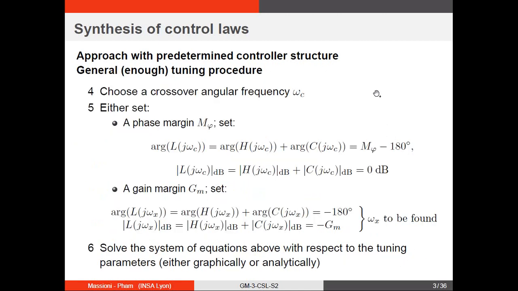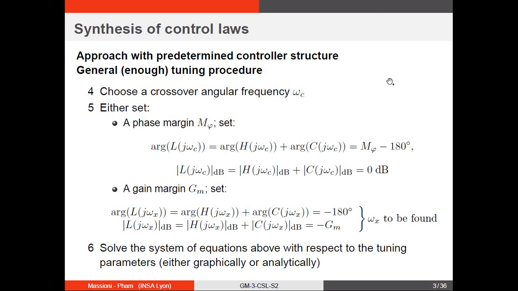Then, typically, the following step is to choose the crossover angular frequency, which we call omega C. This is a key aspect. The crossover frequency is the angular frequency at which the loop transfer function must have 0 dB gain. It will not be at the beginning like this. Typically, if you just draw the diagram of H, which is the diagram of L in case your control C is just 1, the crossover angular frequency will not be the one that you wish, but you have to set the one that you wish.